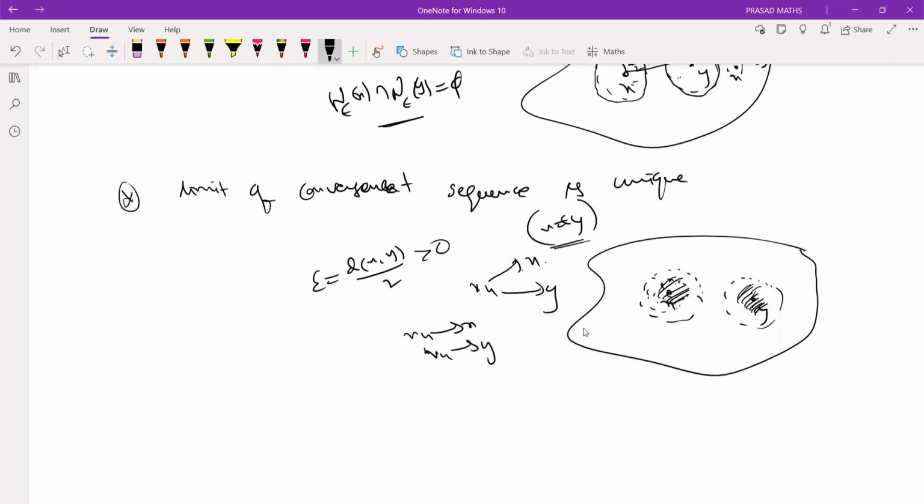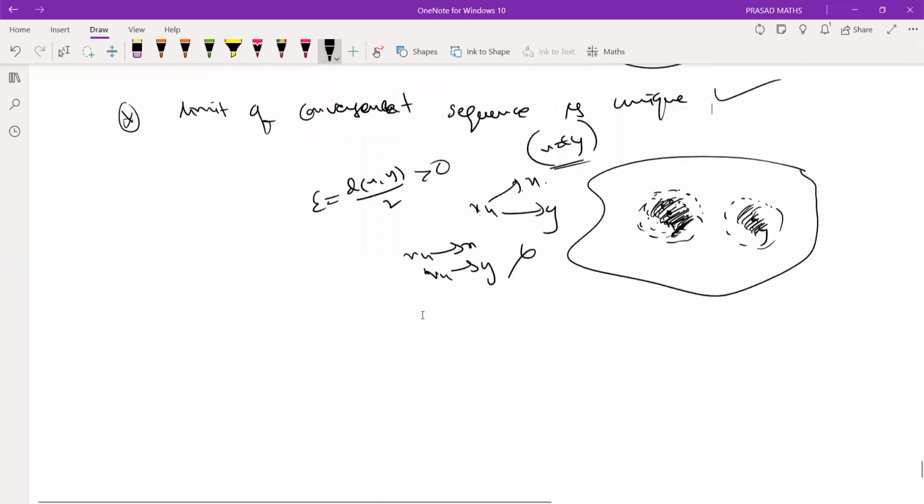ఒకటేసారి ఈ neighborhood లో infinitely many points, ఈ neighborhood లో infinitely many points ఎట్లా ఉంటాయి? xn converges to x అంటే automatically this neighborhood contains infinitely many points. So therefore, this neighborhood should not contain infinitely many points. So contradiction. ఉండవు. So therefore, xn should not converge to y. Therefore, the limit of a sequence must be unique.